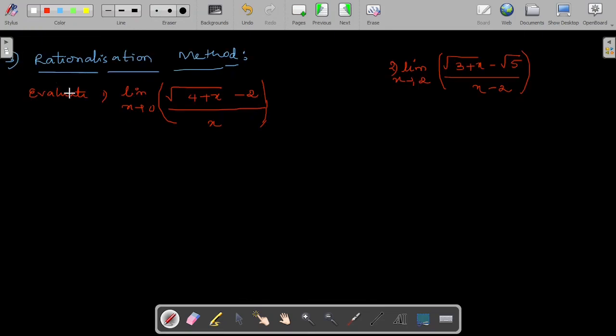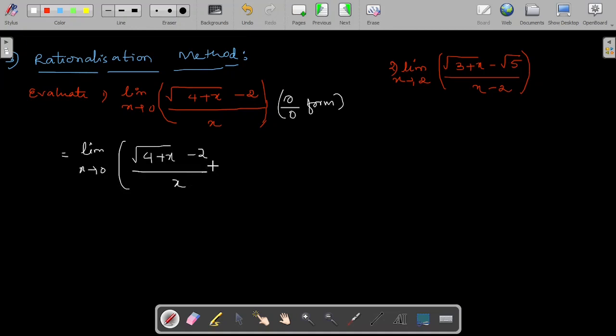Now the next method, the rationalization method. This method is applied when you have any terms having the square root function. See, consider this problem. Evaluate the limit as x extends to 0 of the function. When you apply the limit, x is 0, square root of 4 is 2, minus 2 by 0, which is the 0 by 0 form. That is an indeterminate form. Therefore, what I'll do is, let me rationalize it.